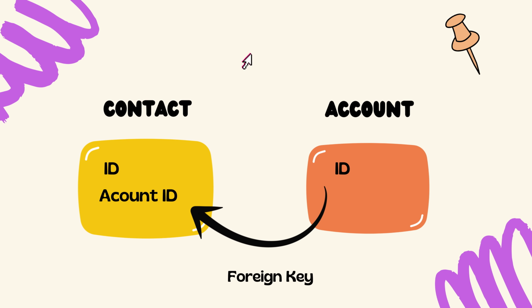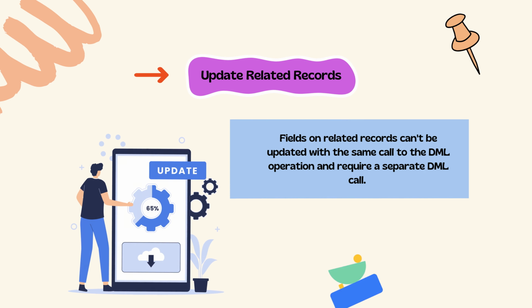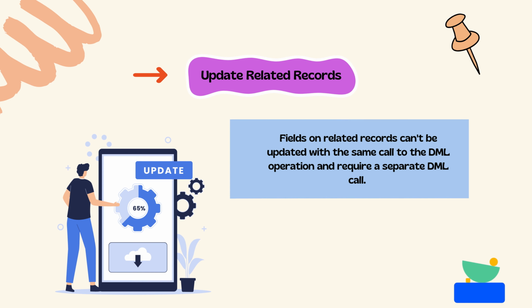For example, if inserting a new contact, you can specify the contact's related account record by setting the value of the account ID field. Fields on related records can't be updated with the same call to the DML operation and require a separate DML call. However, you can't change the account's name without updating the account itself with a separate DML call. Similarly, when updating a contact, if you also want to update the contact's related account, you must make two DML calls. The delete operation supports cascading deletions.